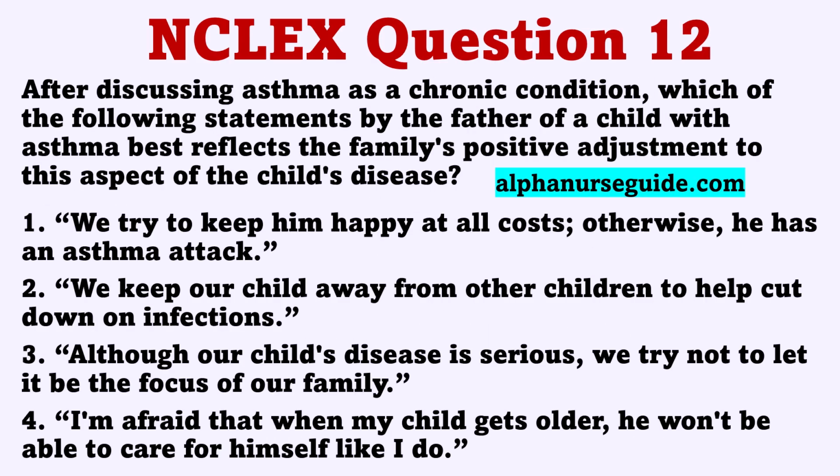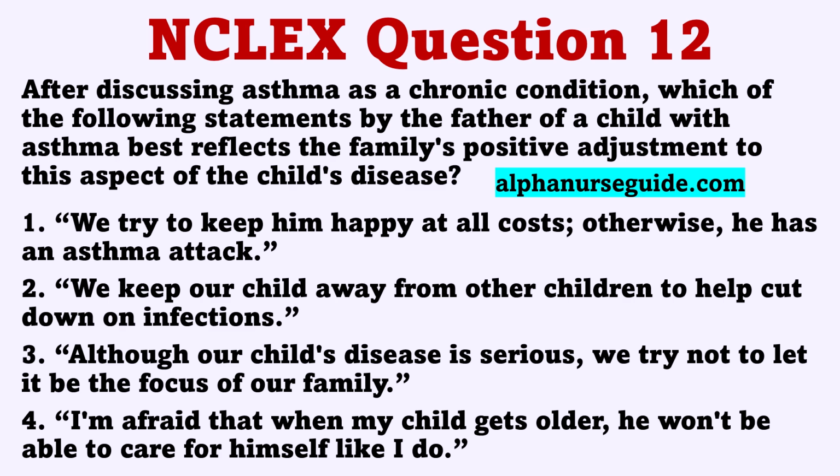After discussing asthma as a chronic condition, which of the following statements by the father of a child with asthma best reflects the family's positive adjustment to this aspect of the child's disease? 1. We try to keep him happy at all costs. Otherwise, he has an asthma attack.